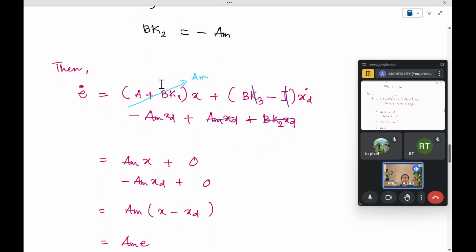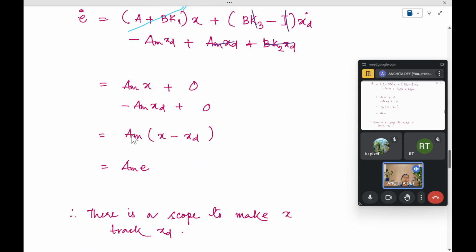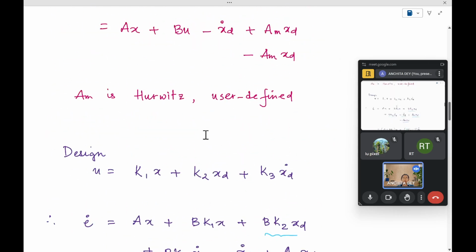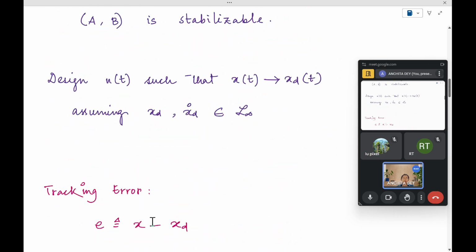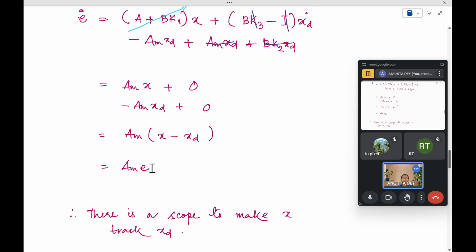So you are left with am x and minus am xt, and then if you take this am common, we have x minus xt. Now what was x minus xt? If we go back, that was our tracking error. So this is the tracking error part. So we have E dot equal to am e. And if you remember, am was chosen to be Hurwitz. So if it's Hurwitz, this is really good for us because now we can do Lyapunov analysis, and of course it would be converging to 0.